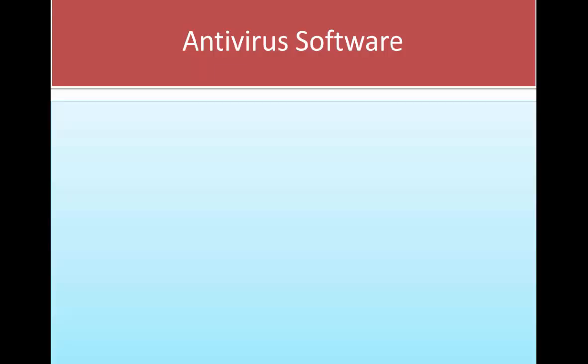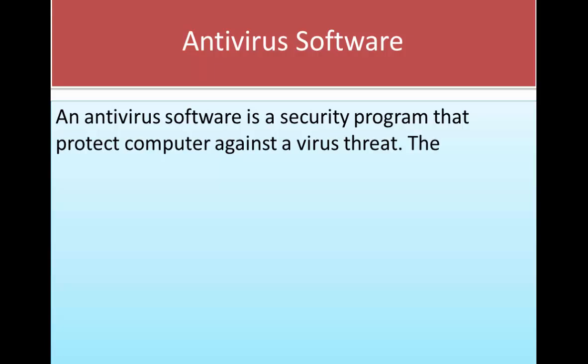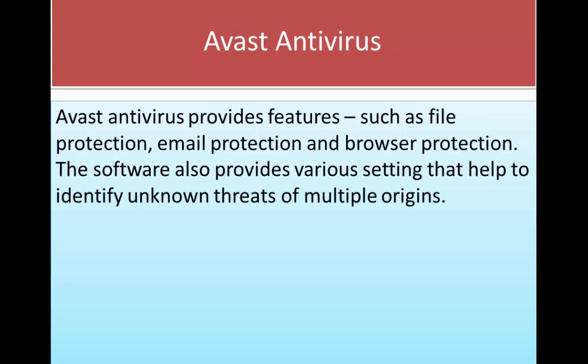So what is antivirus software? Antivirus software is a security program that protects the computer against virus threats. This software can detect and block attacks from different types of malware. There are some programs here. First we are going to learn about Avast Antivirus. Avast Antivirus provides features such as file protection, email protection, and browser protection.